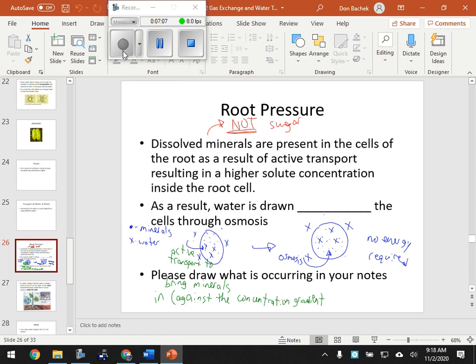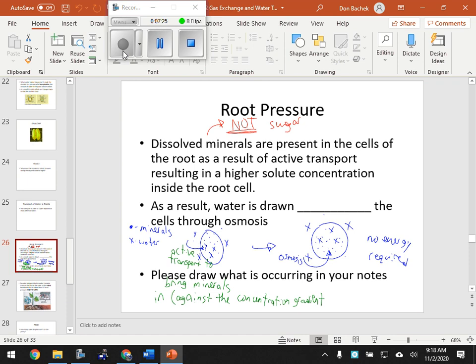Is that what you guys have too? Yeah. As a result, water is drawn into the cell through osmosis, and I'll explain this picture here, so just be patient for a second. Okay. And like I said, we'll take a little break here.